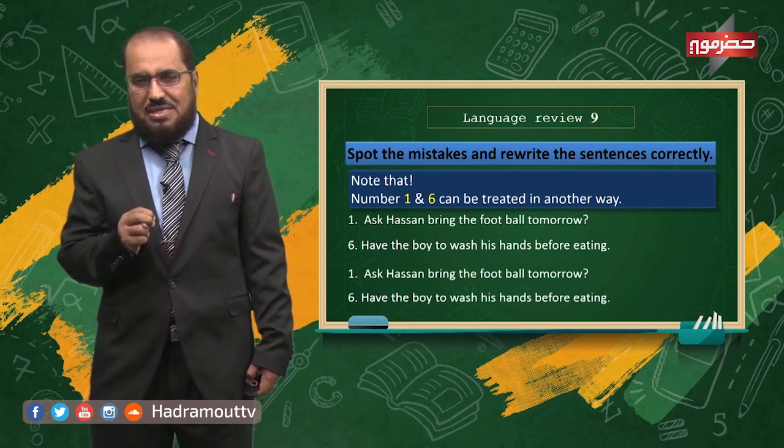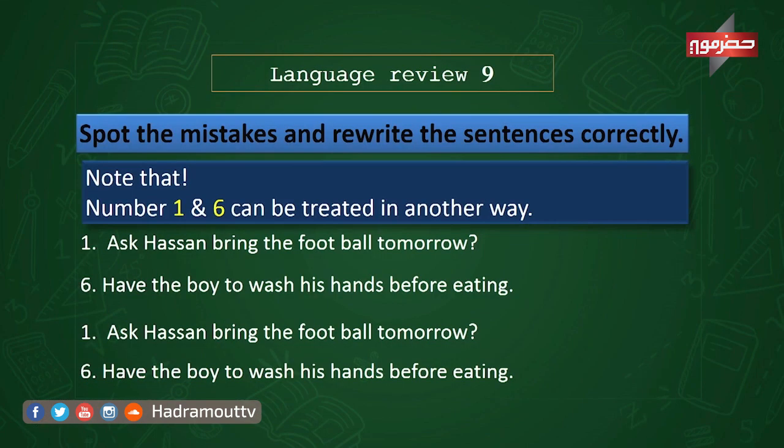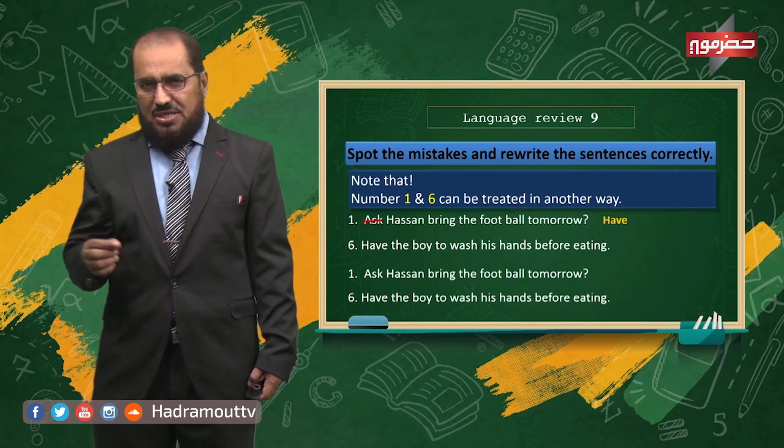Okay, in another way. For example, look at this example. Ask Hassan bring the football tomorrow. Okay, you can answer it in another way. The mistake may be not in the bring here. Previously the bring was wrong. We have to say to bring, but here you can say ask. It should be have. Have Hassan bring the football tomorrow, because have doesn't take to.